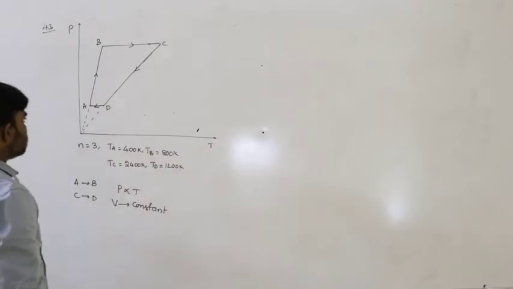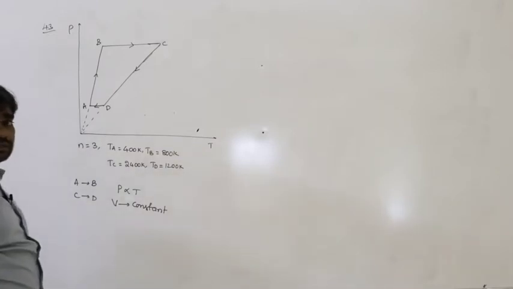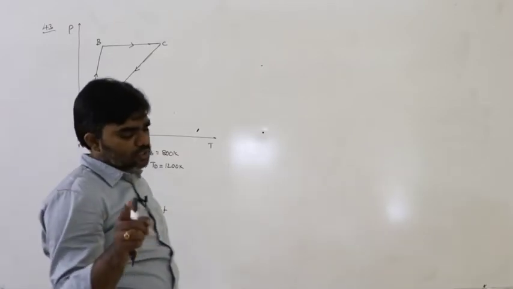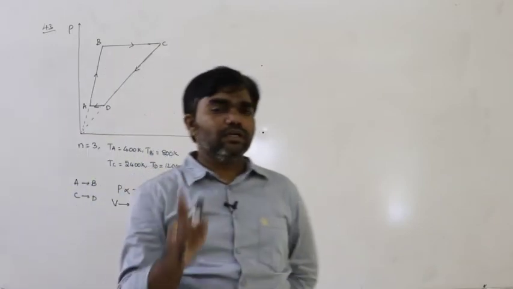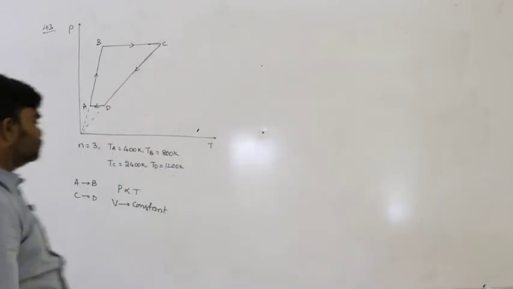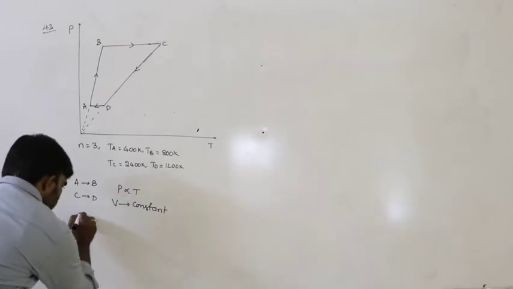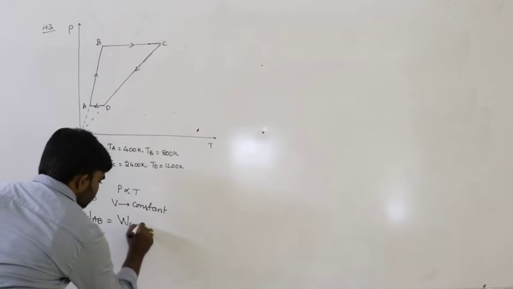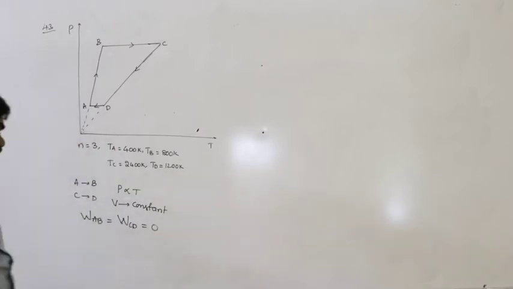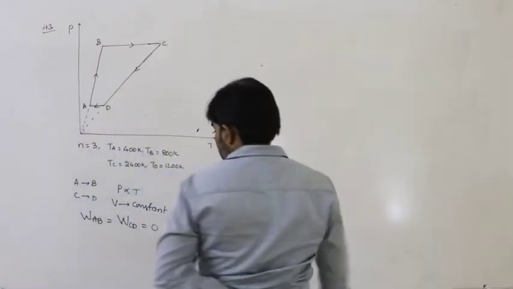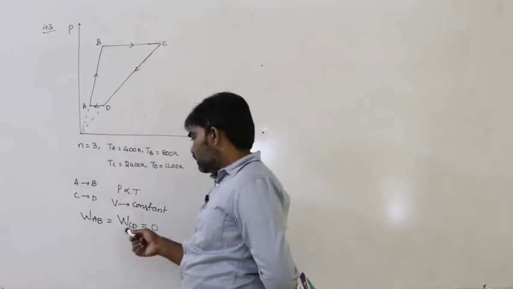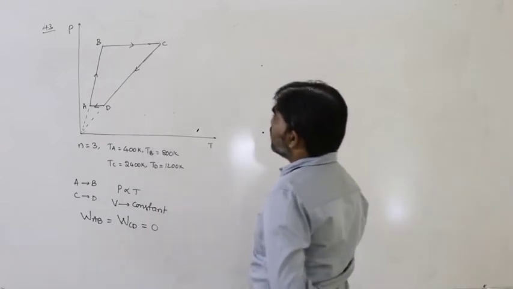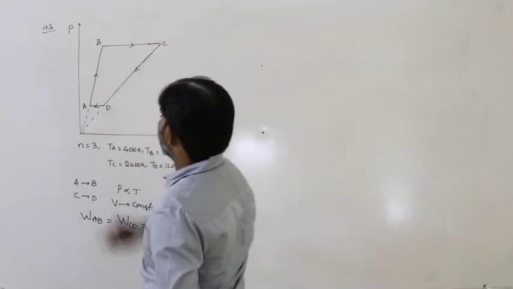If the volume of the system remains constant, what happens to work done? Simply, work done is 0. Isochoric process, remember that: volume remains constant, so work done must be 0. So work done in case of AB and work done in case of CD must be equal to 0. No doubt about that. Next, come to the process B to C and D to A.